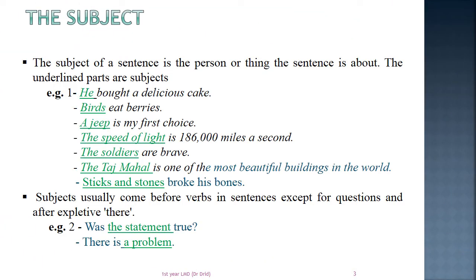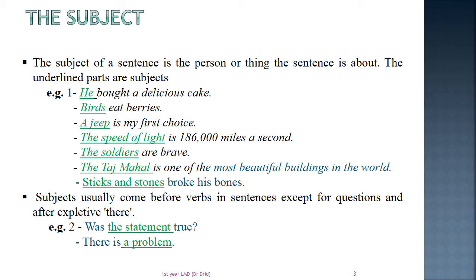The subject. The subject of a sentence is the person or thing the sentence is about. The underlined parts in the following examples are subjects. He bought a delicious cake. Birds eat berries. A jeep is my first choice. The speed of light is 186,000 miles a second. The soldiers are brave. The Taj Mahal is one of the most beautiful buildings in the world. Sticks and stones broke his bones.